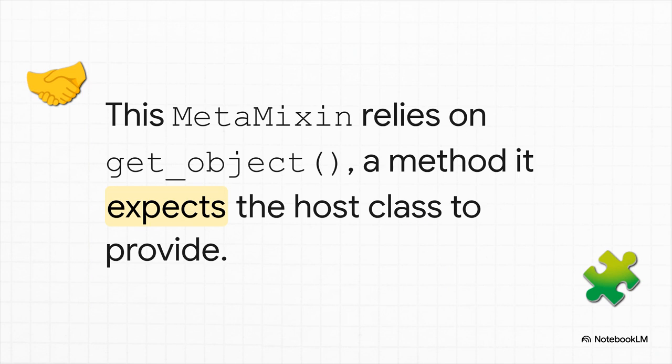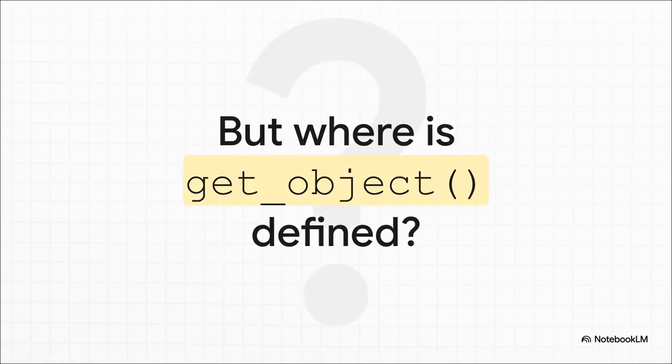It defines one method, get_meta_title, but inside that method, it calls something else, self.getObject. Which, of course, raises a pretty obvious question. Where is getObject? It's not defined anywhere in the mixin. If you try to use this class all by itself, your program would crash. So what's the deal here?